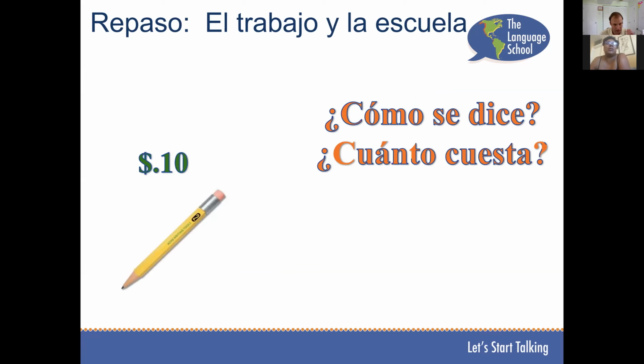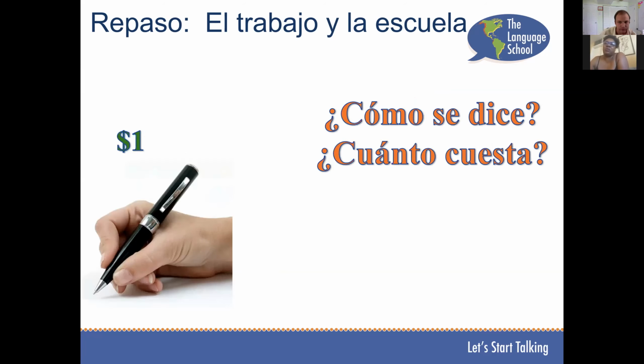10 centavos. Centavos. But first I'm asking you how to say it. How do you say pencil? ¿Cómo se dice? Lápiz. Lápiz. Ahora, cuánto cuesta is how much does it cost. ¿Cuánto cuesta el lápiz? 10 centavos.